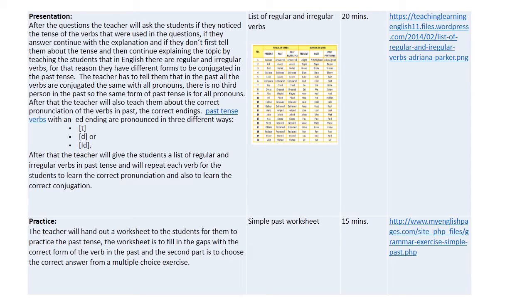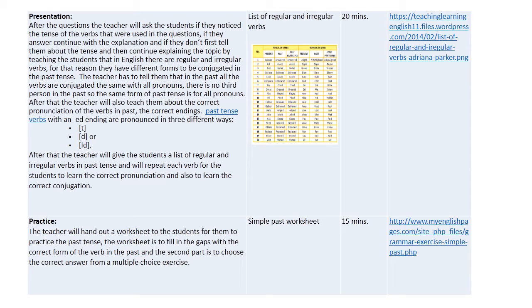After that, the teacher will give the students a list of regular and irregular verbs, and they will write down the correct pronunciation after the teacher pronounces each verb. As you can see, there is a picture of the list of verbs that can be used, and the link for the website where they could get that list.